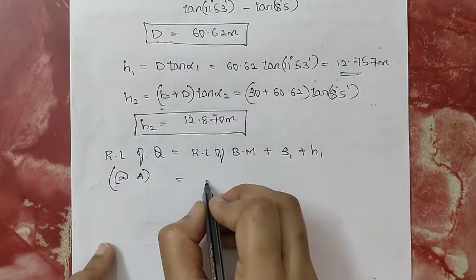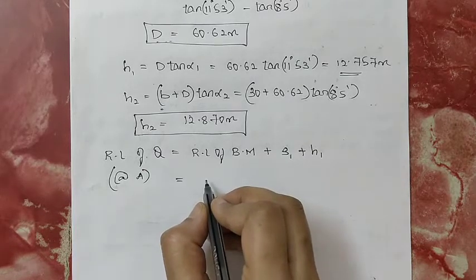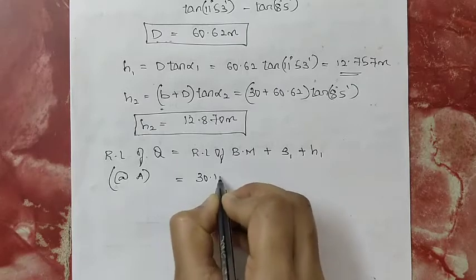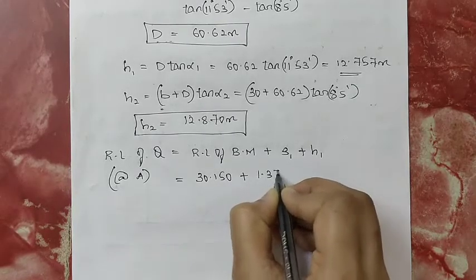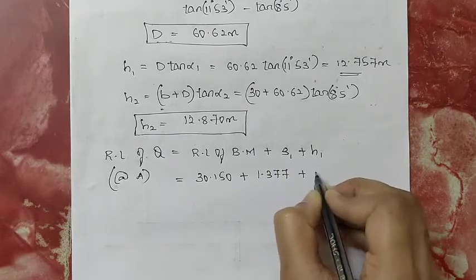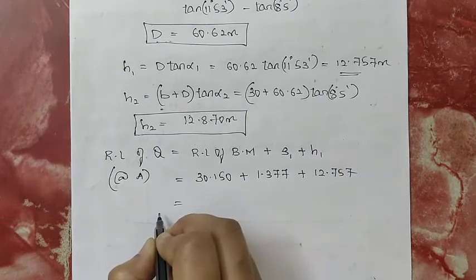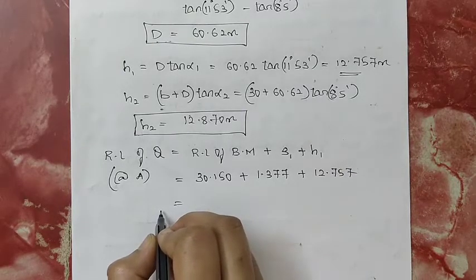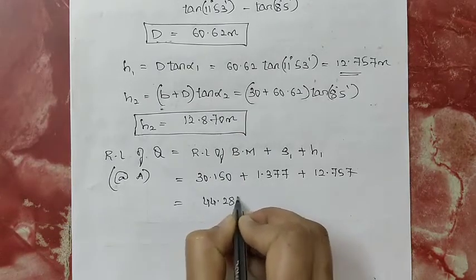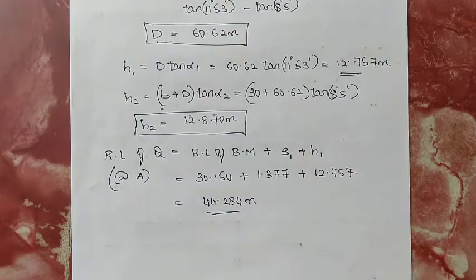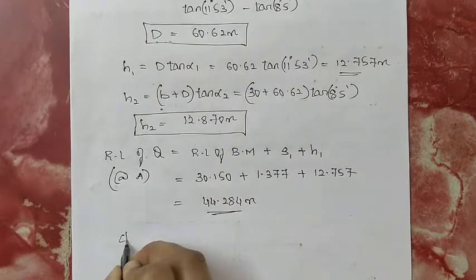RL of benchmark is 30.150 plus S1, which is 1.377, plus H1, which is 12.757. Then you will get RL of Q as 44.284 meter. Similarly, when the instrument is at B, in the same way you calculate RL of Q.